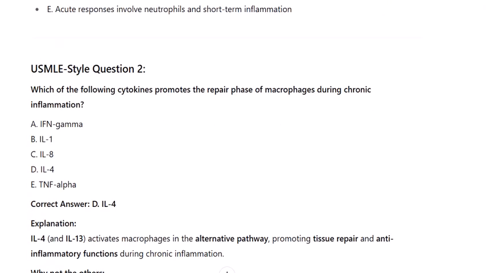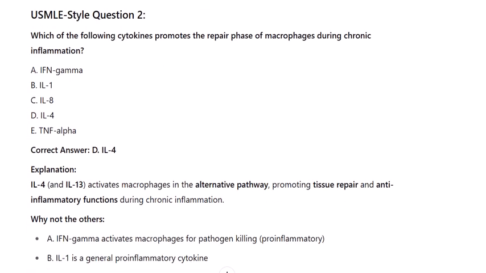USMLE style question 2. Which of the following cytokines promotes the repair phase of macrophages during chronic inflammation? A. IFN gamma, B. IL-1, C. IL-8, D. IL-4, E. TNF-alpha. Correct answer: D. IL-4. Explanation: IL-4 and IL-13 activate macrophages in the alternative pathway, promoting tissue repair and anti-inflammatory functions during chronic inflammation.